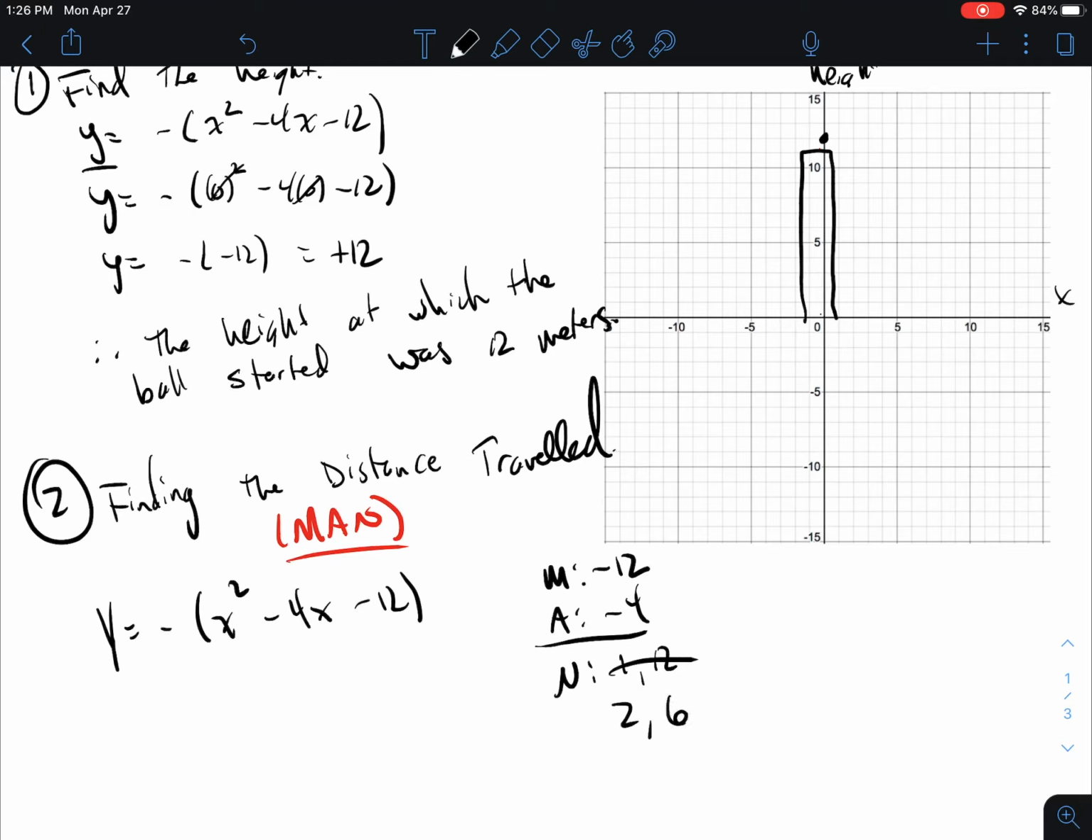Those two numbers, 1 and 12, are not going to work. What about 2? 2 times 6 is going to equal 12. I need it to be negative, so one of these two has to be negative. I don't know which one yet, but I also need it to add to negative 4. So if I take negative 6 and add 2, those are my two numbers. So my equation in factored form is going to look like this.